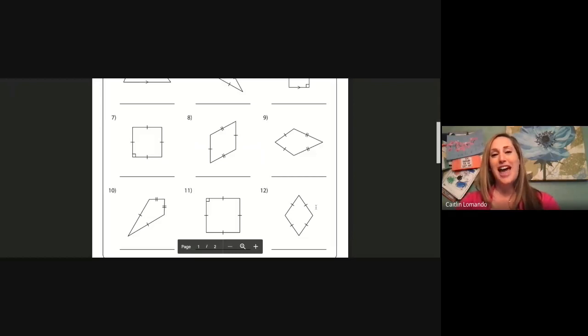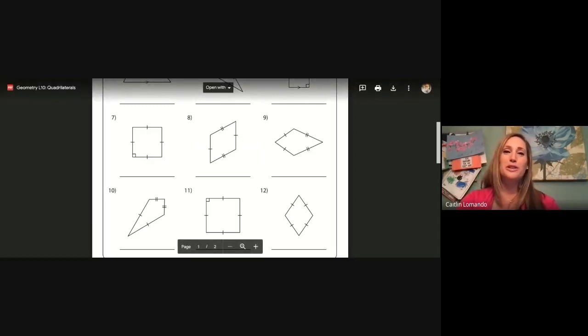And lastly, let's look at quadrilateral number 12. This one's a little bit tricky. All sides are the same length. Let's pause and discuss. Number 12 is actually a rhombus, so that might have been a little bit trickier.